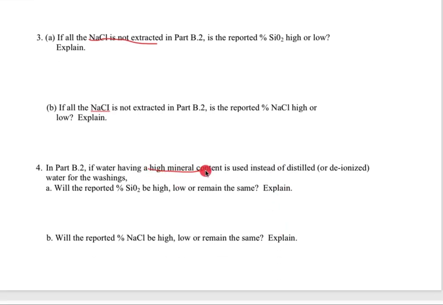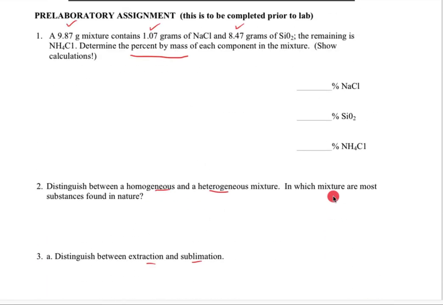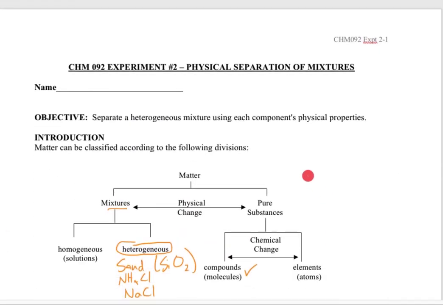High mineral content water, that's something with salt dissolved in it. We use distilled water in our experiments because it's pure water. There's no salts that can leave deposits on samples to add weight to a sample. So for this lab, you'll complete the entire lab, pre-lab and post-lab questions.